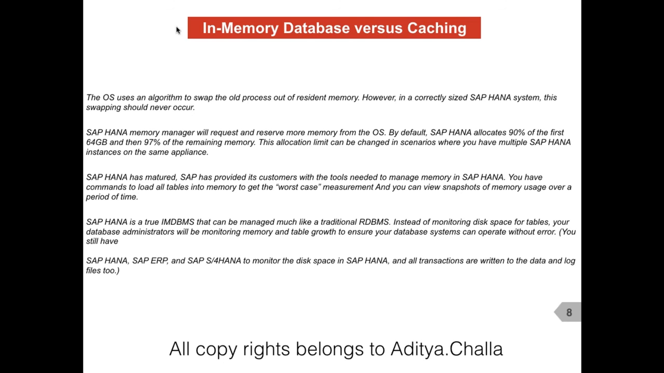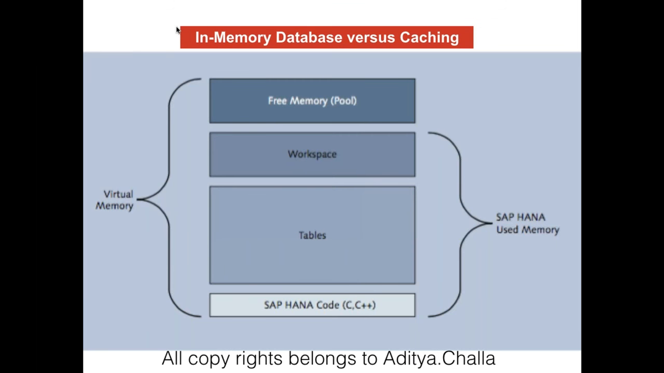In SAP HANA, SAP ERP and S/4HANA, you monitor the disk space in the HANA database. All the transactions are written to the data and log files first. If you see the screen here, there are the virtual memory, free memory, workspace, the tables, and also the SAP HANA coding block. But when you come to the SAP HANA in-memory database, it takes the workspace, table structures and the coding block. So this is the difference between these two things. That means, why in-memory database? In-memory database means simply that every piece of information, whatever it is, gets stored in the RAM, and that is known as an in-memory database.